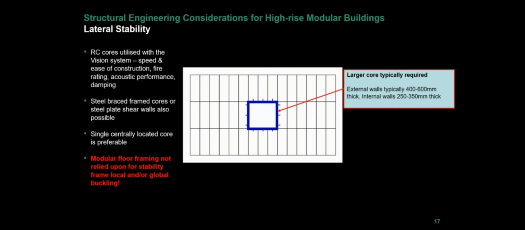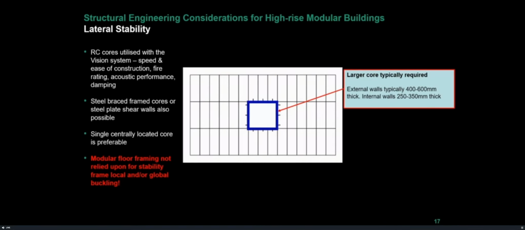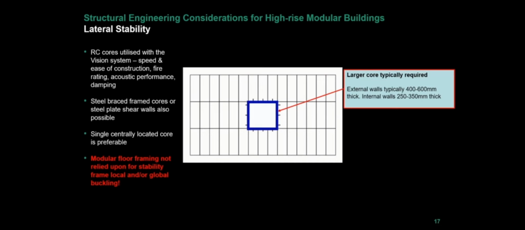We find in the UK market they're quick to construct. With slip formers, you can do a floor per day. There's a lot of available workforce to do that, and you get inherent fire and acoustic performance. And as briefly discussed a bit later on, they have good damping effects as well in terms of wind accelerations compared to pure steel buildings. But steel frame cores and steel shear plate walls are possible. They're done internationally in the American markets and in the Middle East. But it's not something we've looked at in much detail with the Vision system in the UK.